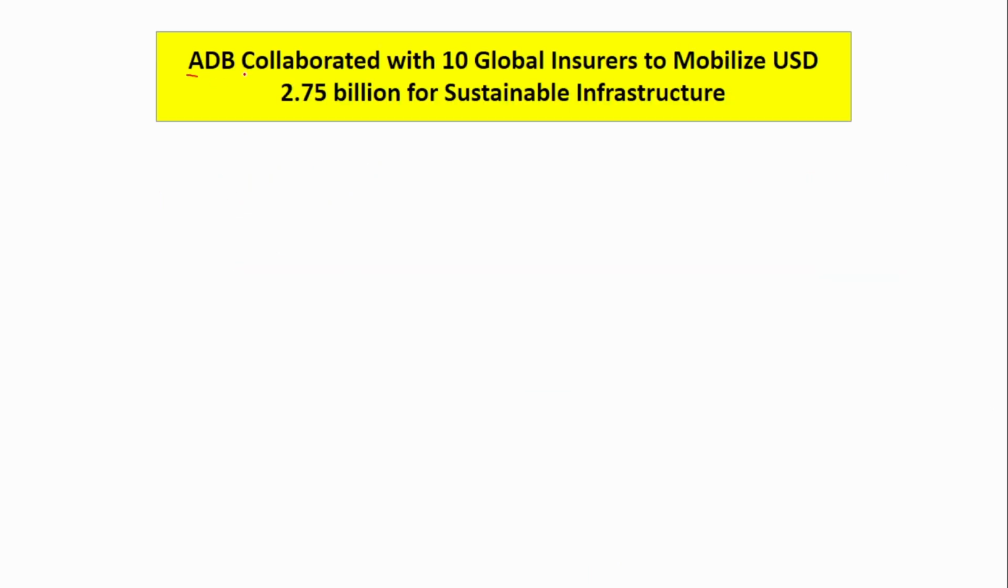Next is ADB has collaborated with 10 global insurers to raise around $2.75 billion, and where will this money be put into use? For sustainable infrastructure, to create renewable energy. This 2.75 billion will be put into use. For that purpose, ADB has collaborated with 10 global insurers.